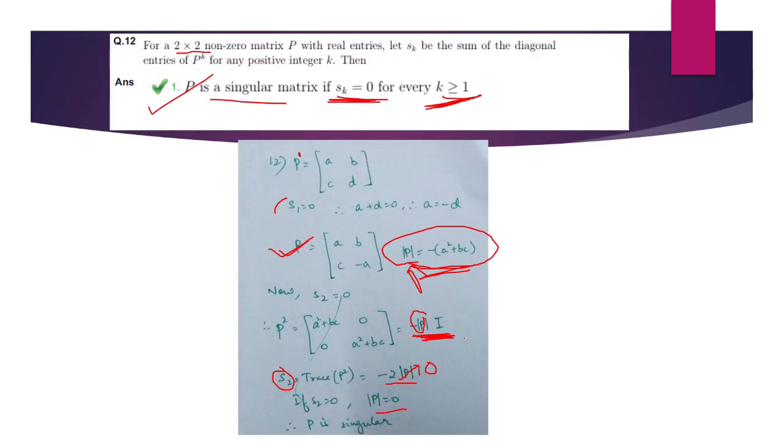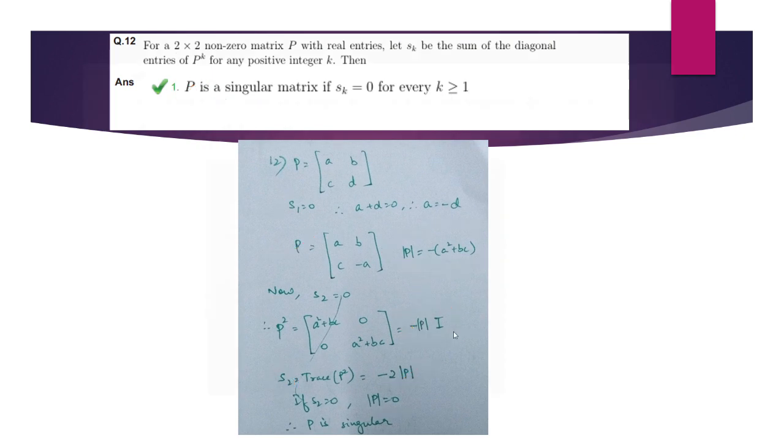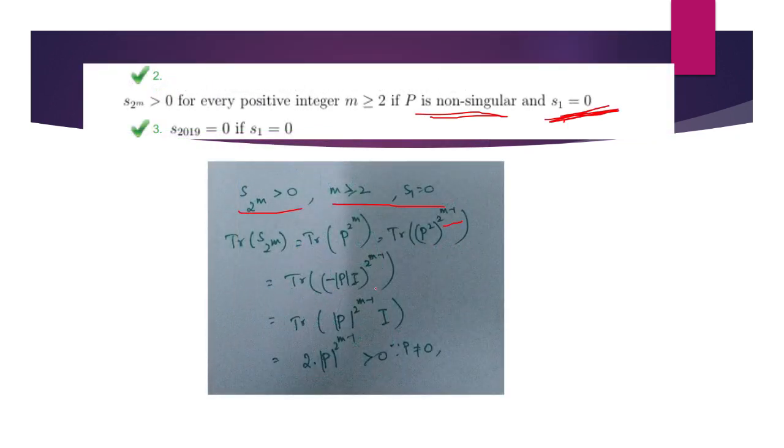That is delta P into I. This term, so I have written delta P into I to the power 2 to the power minus 1. So can I write it as this? And therefore trace of I is a 2 by 2 matrix, so trace of I is nothing but 2. So 2 into this is always greater than or equal to 0, provided P is not equal to 0. Therefore it is a non-singular matrix. So this is the correct answer.